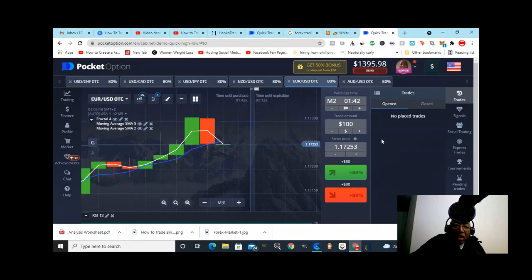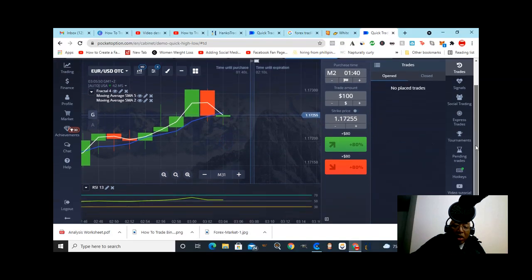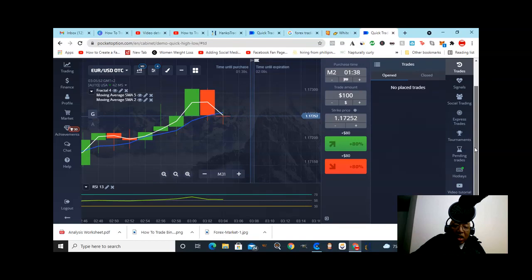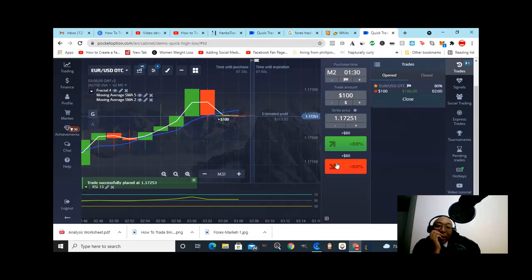Alright, so this is the same setup we have here. This has just crossed. Let's take a 2-minute trade and see. So we're saying it's going to go down. That's not the case. The market is consolidating, but the moving averages have crossed. The white is below the blue and it's facing down. So I'm going to take a sell.